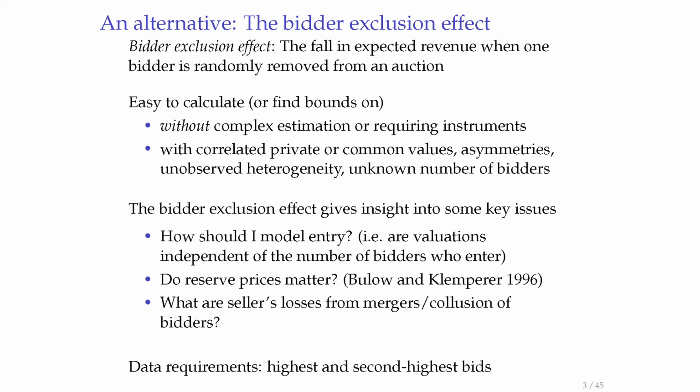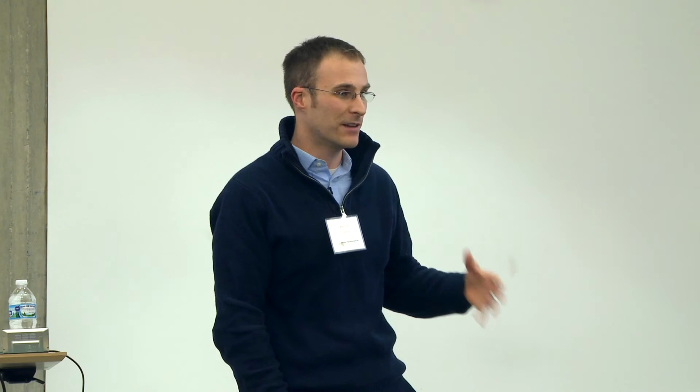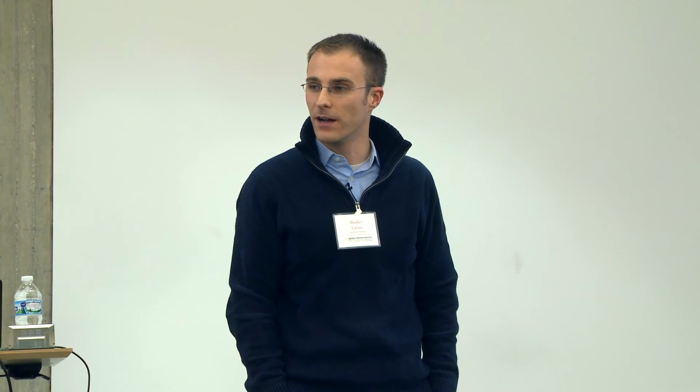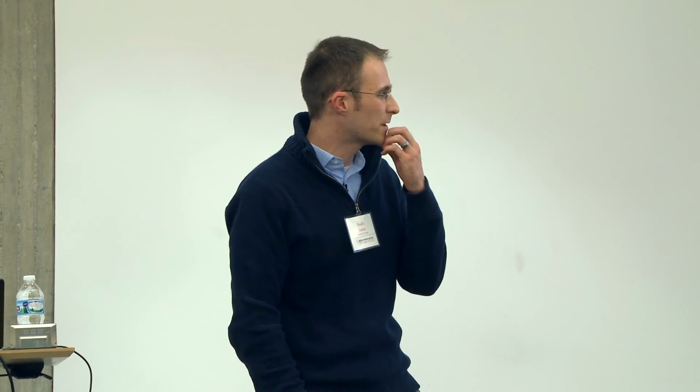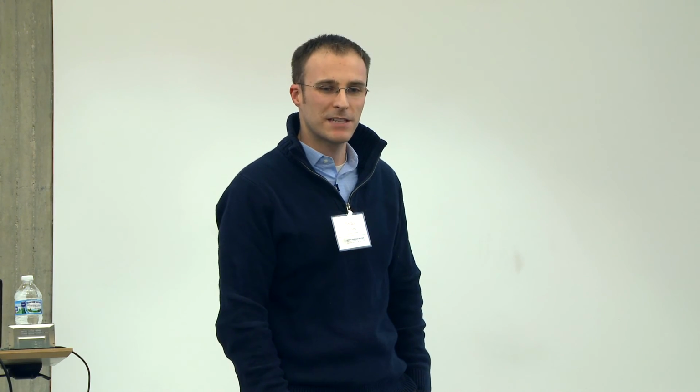So first of all, whether we should think of bidders' values being independent of the number of bidders. So how should we model entry here? Should we think of the number of bidders that are there as independent of how much they value the good, or the distribution of valuations among those bidders? Also, how much reserve prices matter. And we tie this into the Bulow and Klemperer theoretical result in the 1996 paper. And also we've fleshed this out a little bit in this more recent version of the paper: what are the seller's losses, or can we get some bounds on it, from bidders colluding or from bidders merging?